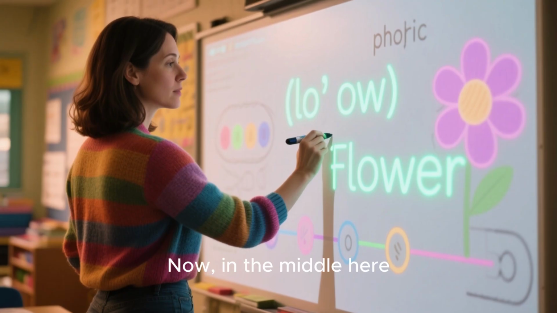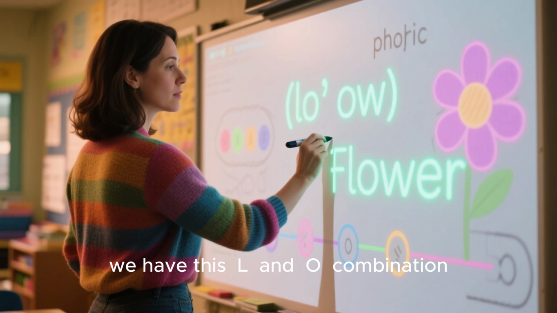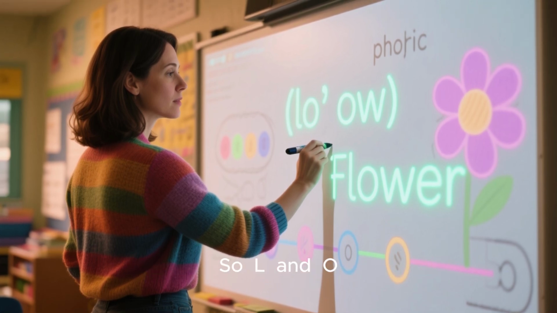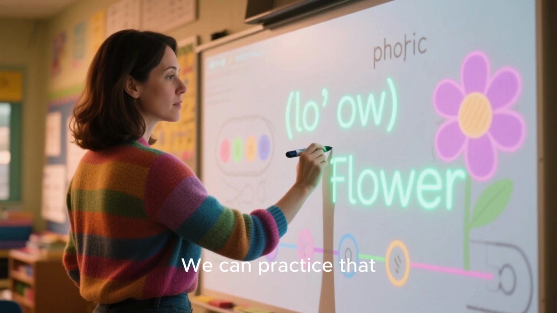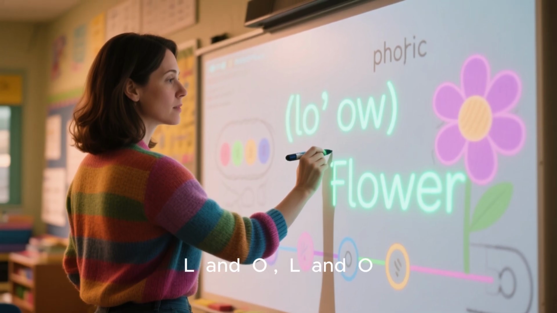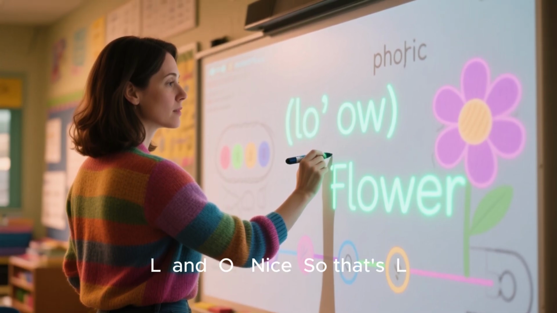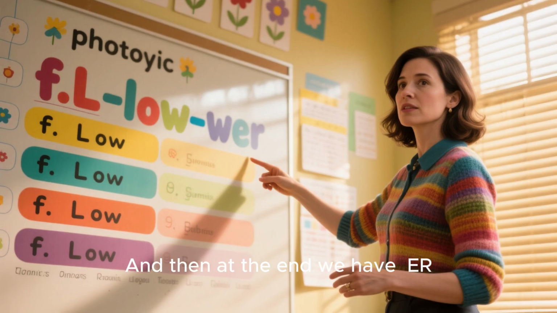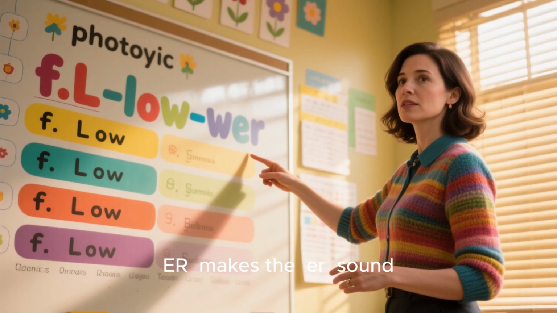Now, in the middle here, we have this L and O combination. Now that's a digraph, two letters that make one sound. So L and O together make the O sound. We can practice that. L and O, L and O. Nice. So that's L and O makes O. And then at the end we have another digraph that makes the R sound.